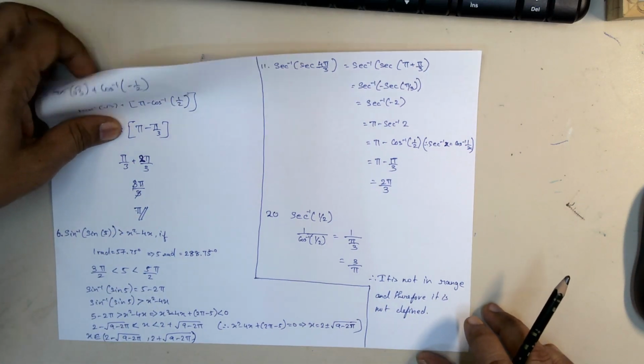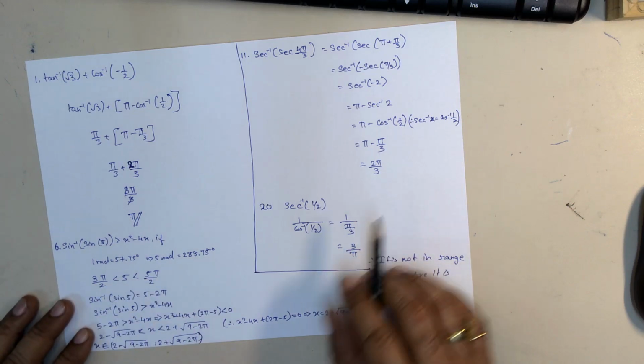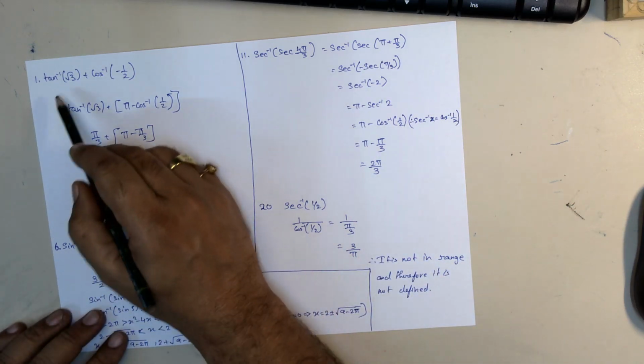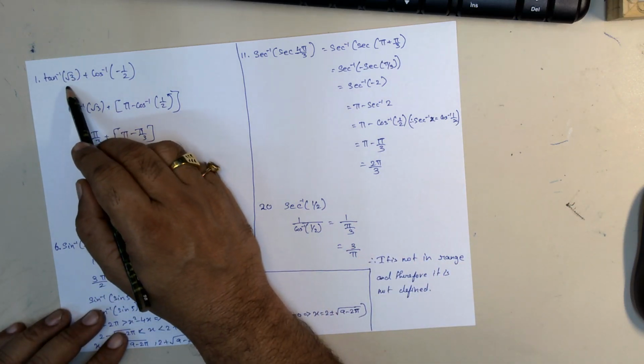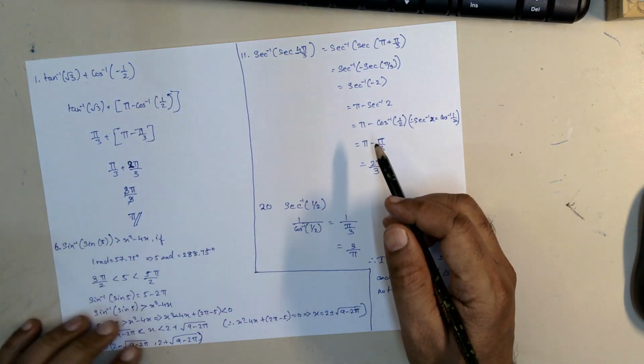Explain these sums. These are based on trigonometry, that is inverse trigonometry. Tan inverse of 1 by root 3 plus cos inverse of minus 1 by 2. You need to evaluate this, is it not?